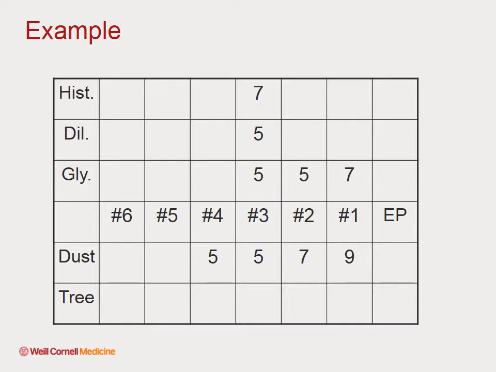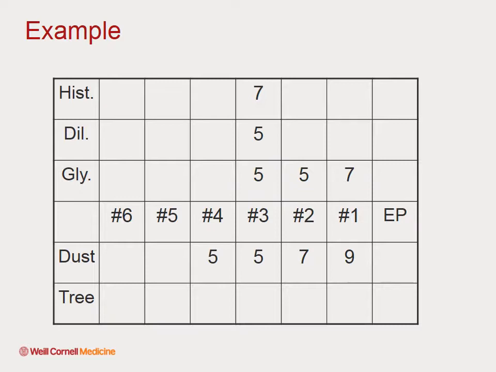And then we've put our glycerin controls. We started out with a number 3, which was negative. Also a number 2 was negative. But here you see that a number 1 glycerin produced a 7 millimeter wheal. So there is a bit of glycerin sensitivity going on. And now we compare that to our dust mite testing. So we've placed a number 4, and that's negative. We placed the number 3, that's also negative.